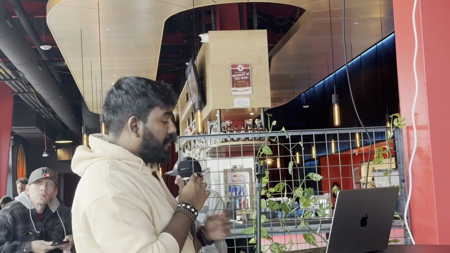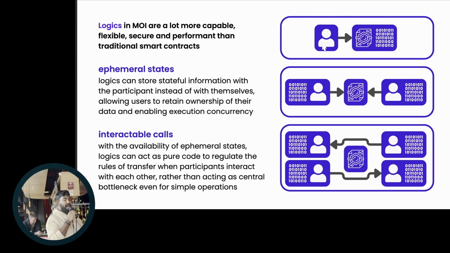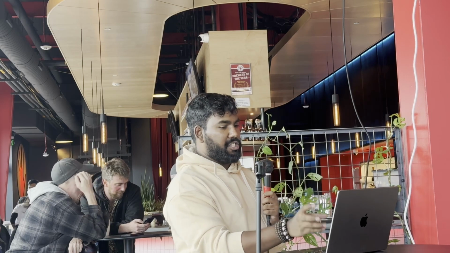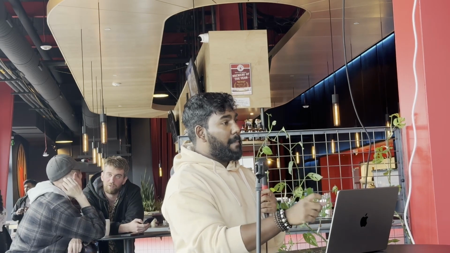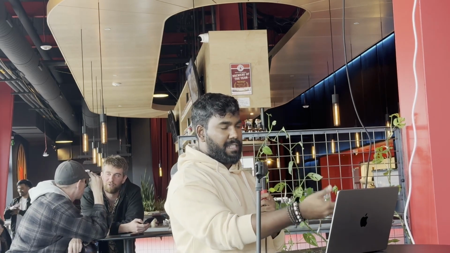So you can see in the first object I have here, this is the current traditional smart contract model we have, which is there's a participant and there's a contract with some state inside it. But if I remove the state from the contract and move that to the participant, and MOI actually supports all kinds of variations, like this whole matrix of possibilities here. But if I built a purely ephemeral logic, so the logic has no internal state, but all state is stored outside of it on its participants.